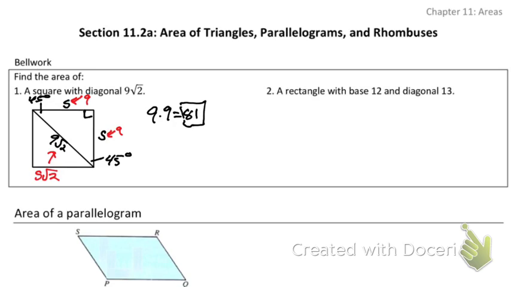B, 81. All right, the next one is a rectangle with base 12 and a diagonal of 13. So let's go ahead and draw that. So we have a 12, and we have a 13. How do I find that missing length? Krupa?